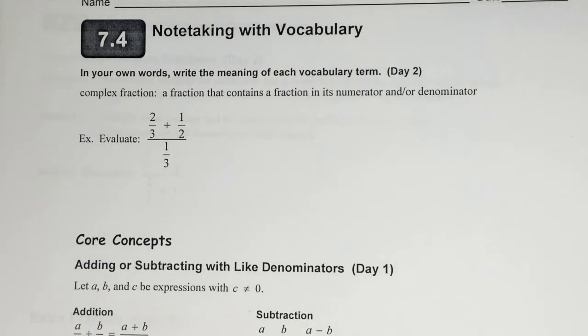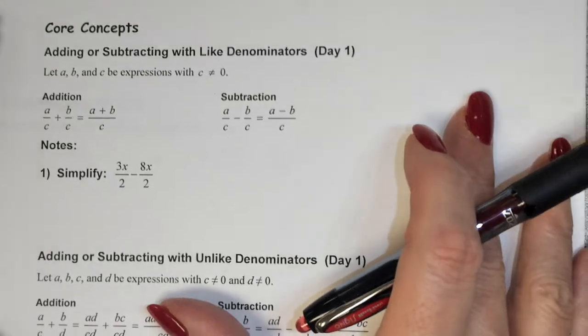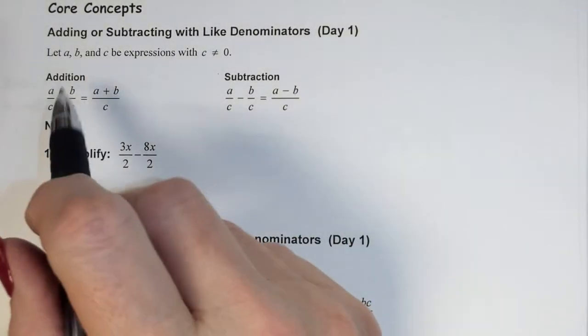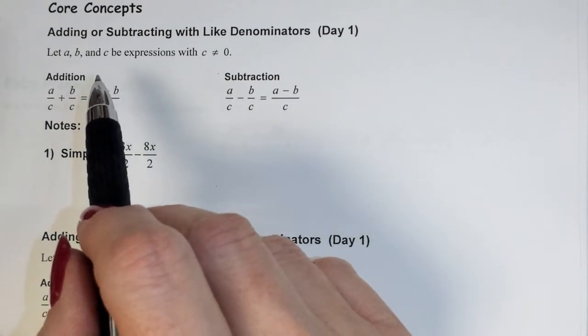Okay, guys, we are looking at section 7.4. It's on page 207 in the Student Journal. And we are actually going to wait on this. We're going to go down here to the core concepts. What we're working on today is adding and subtracting rational expressions.